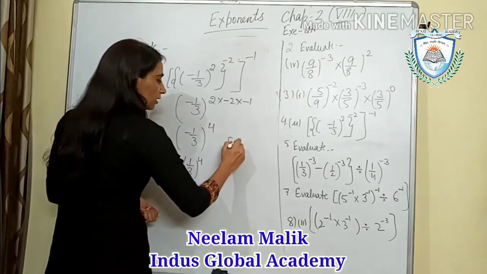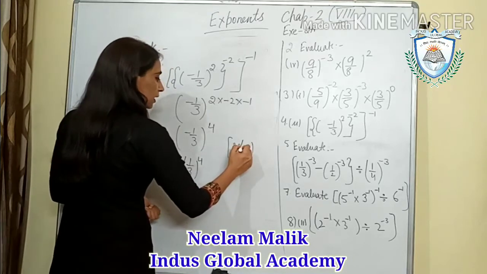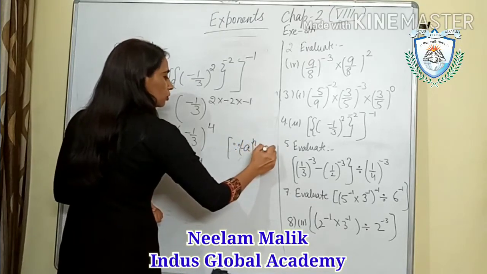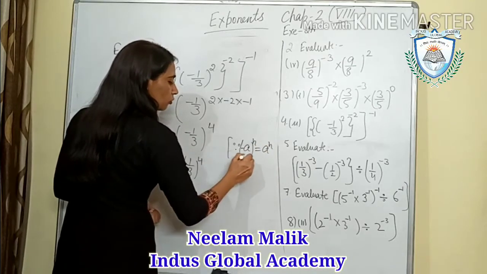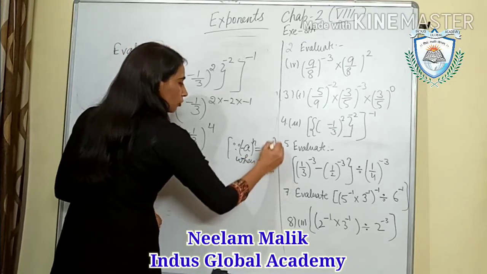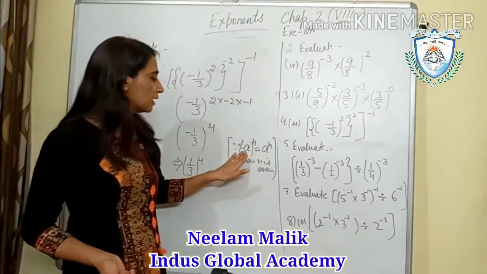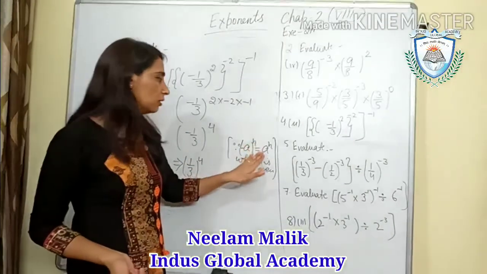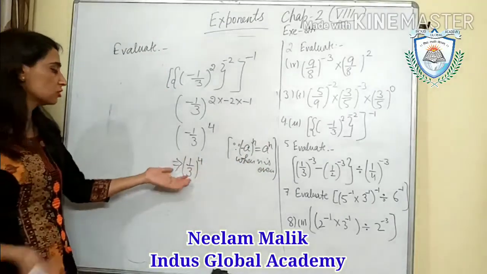Here you can write: because minus a raised to power n is equal to a raised to power n when n is even. You can give the reason for that. Because we know that minus a the whole power n is equal to a^n when n is even. So here n is even, that's why this is positive.